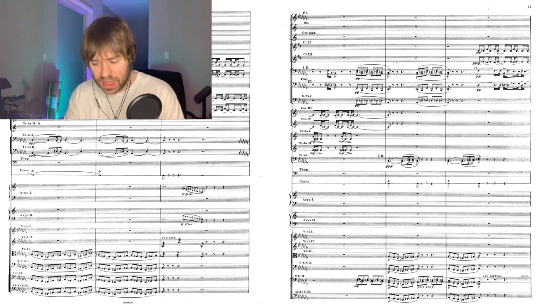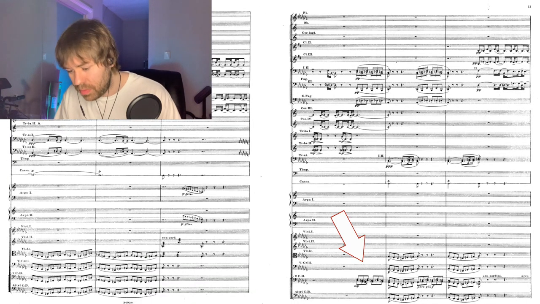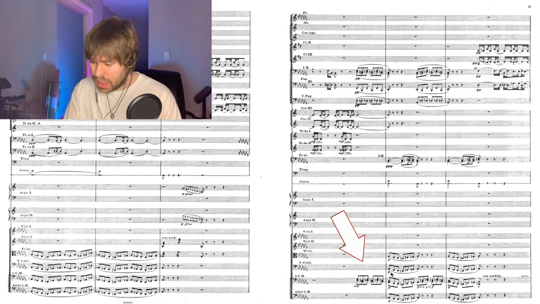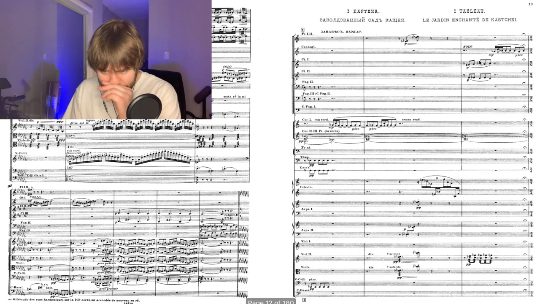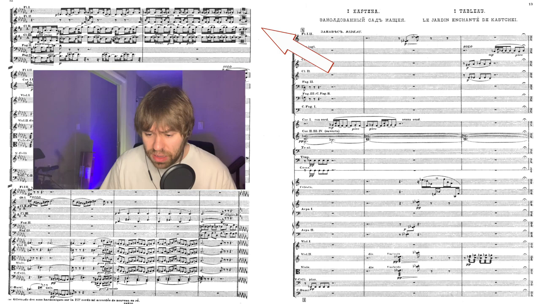I'm down here, I'm looking at the basses, guys. And then back up to the woodwinds here. I'm on bar 11. So A and B are kind of trading. Then we have this extended B.